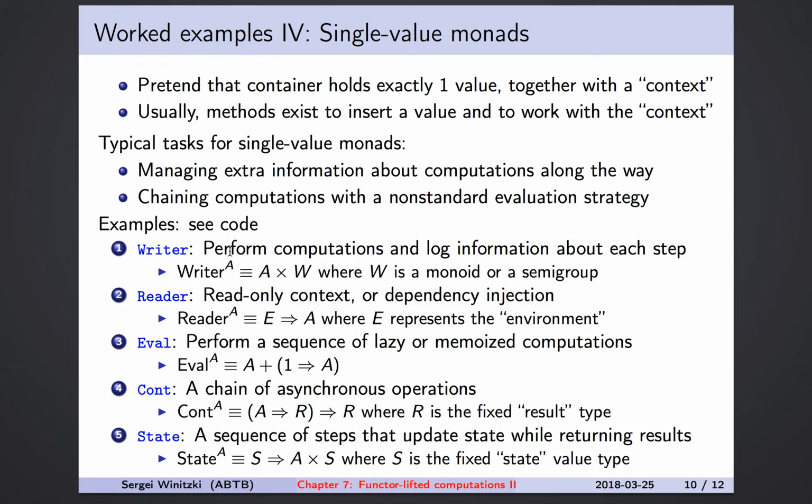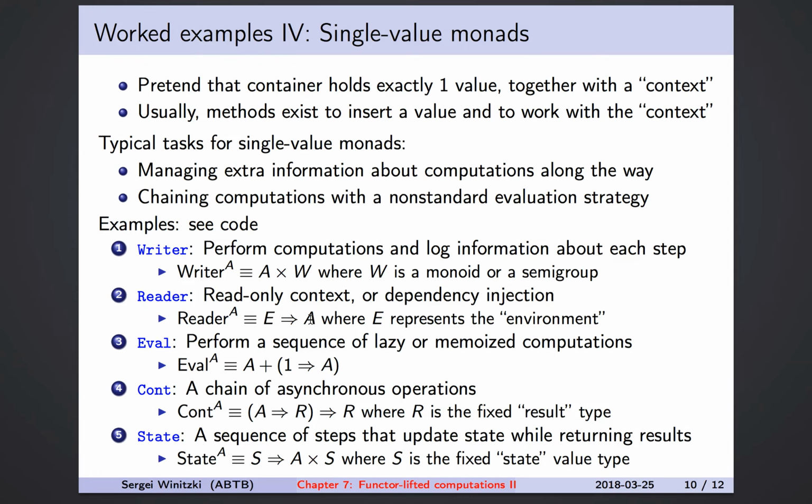The second example is the reader monad. The reader monad is also to be thought of as a container that holds exactly one value in the context, and the context is some value representing the environment, some type E, which is given. It is read-only. You can read it, and it's always available for you to read.